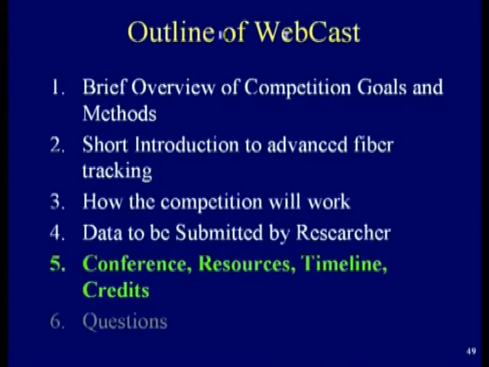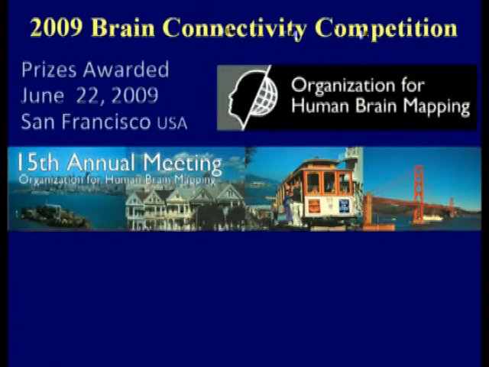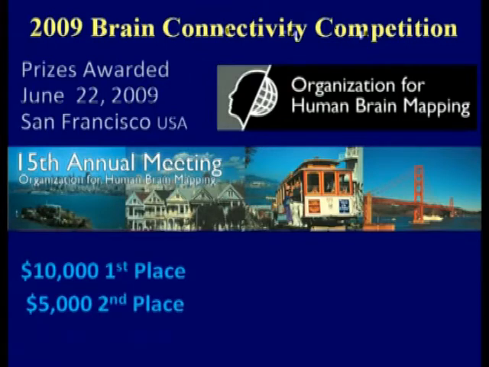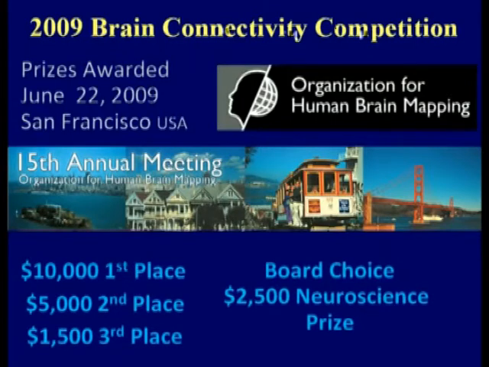So now let me shift to the conference itself. The 2009 Brain Connectivity Competition will include a special workshop on June 22nd at the Organization of Human Brain Mapping. At that workshop, we'll give $10,000 for the first place prize, $5,000 for the second, $1,500 for the third place, and we'll provide a board choice neuroscience prize. This is which application, independent of the quantitative score, does the board feel made the best contribution in terms of the neuroscience represented in the submission.